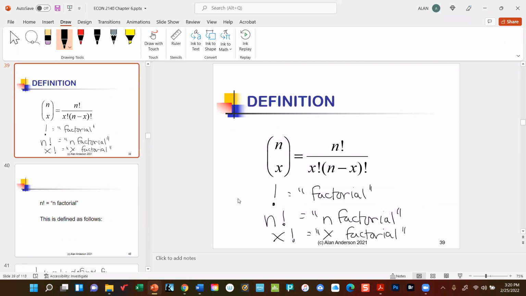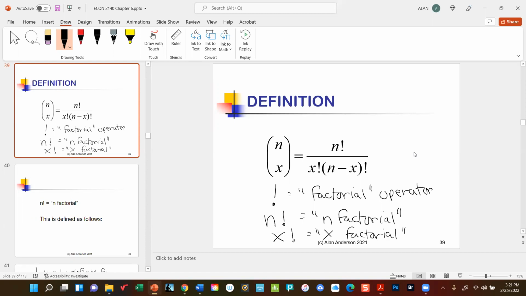Okay, now if you notice, I've got all these exclamation points all over the place. In math, this is known as the factorial operator. So in other words, if you have n with a factorial symbol after it, in English, we call that n factorial, or for x, the same thing, x factorial. So the question becomes, what does that represent? What is that telling us to do? And by the way, you'll be relieved to hear that this is available on your calculator. I'll show it to you in a few minutes.